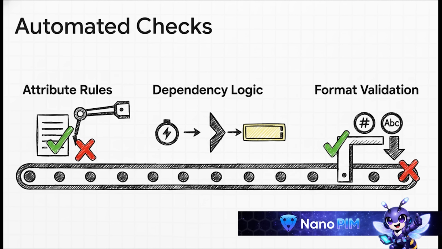Your first line of defense here should always be automated. You can set up simple rules in your system to catch all the basic common errors. For example, attribute rules can make sure critical fields like price or a barcode are never accidentally left blank. Dependency logic is even smarter. It says, hey, if this product is battery-powered, then you must fill in the battery type field. And format validation just stops silly mistakes, like someone typing 2 pounds instead of the number 2.